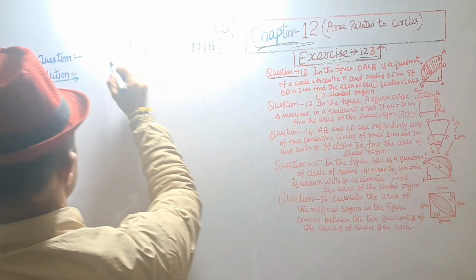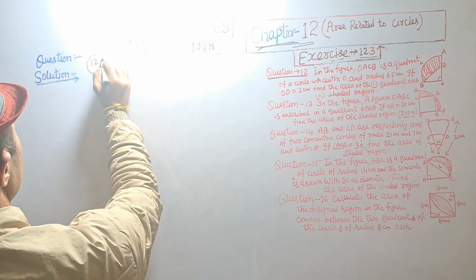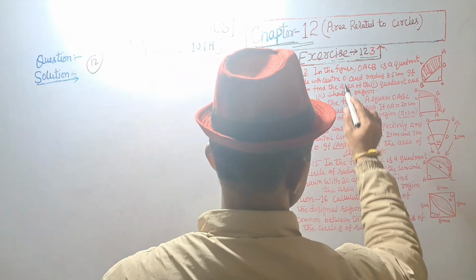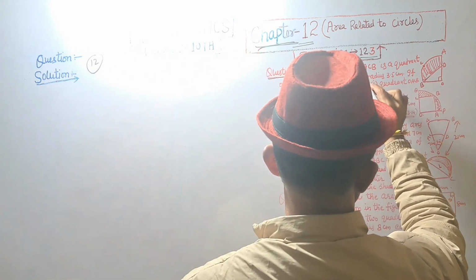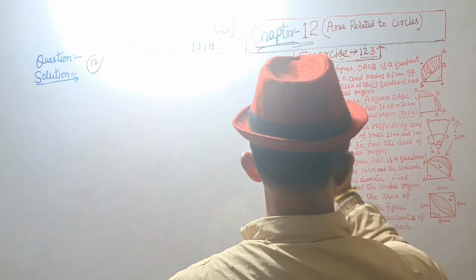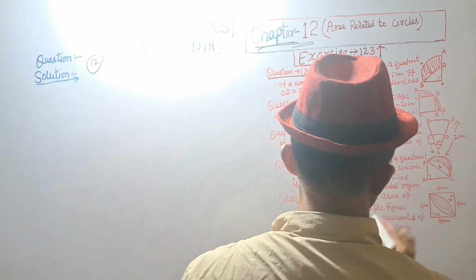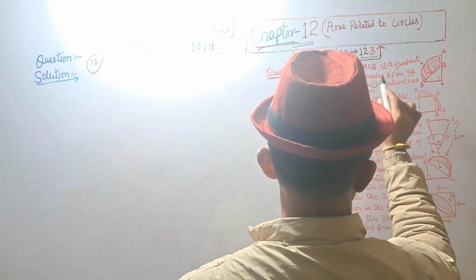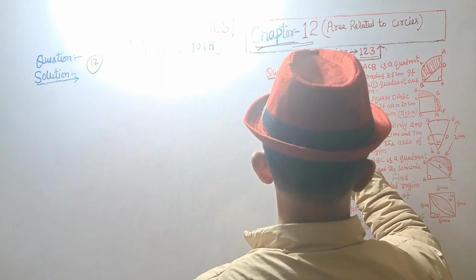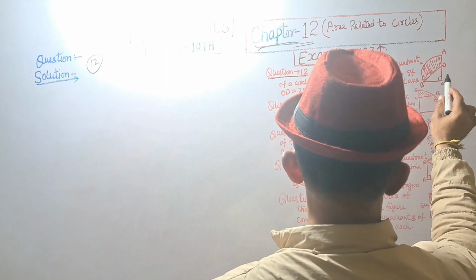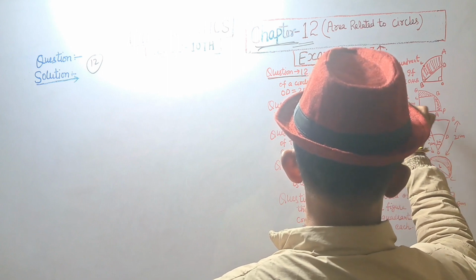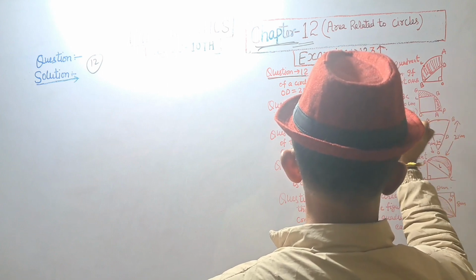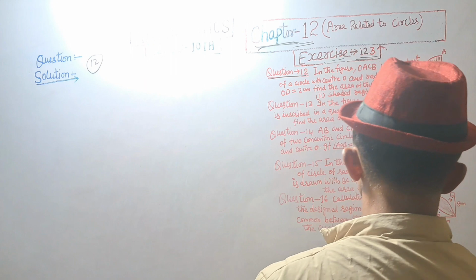Question number 12. In the figure, OACB is a quadrant of a circle with center O and radius 3.5 centimeter. If OD is equal to 2 centimeter, find the area of the quadrant OACB and shaded region.